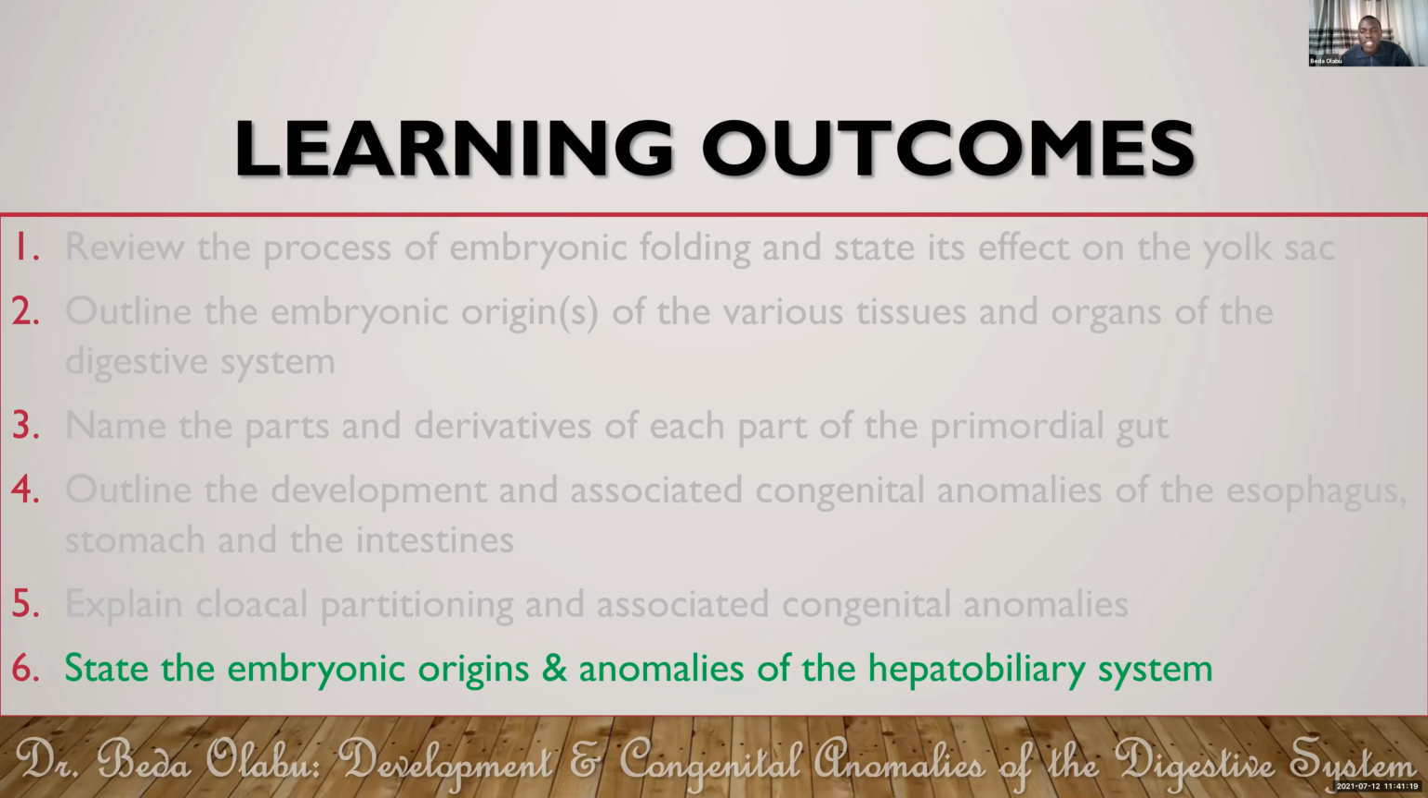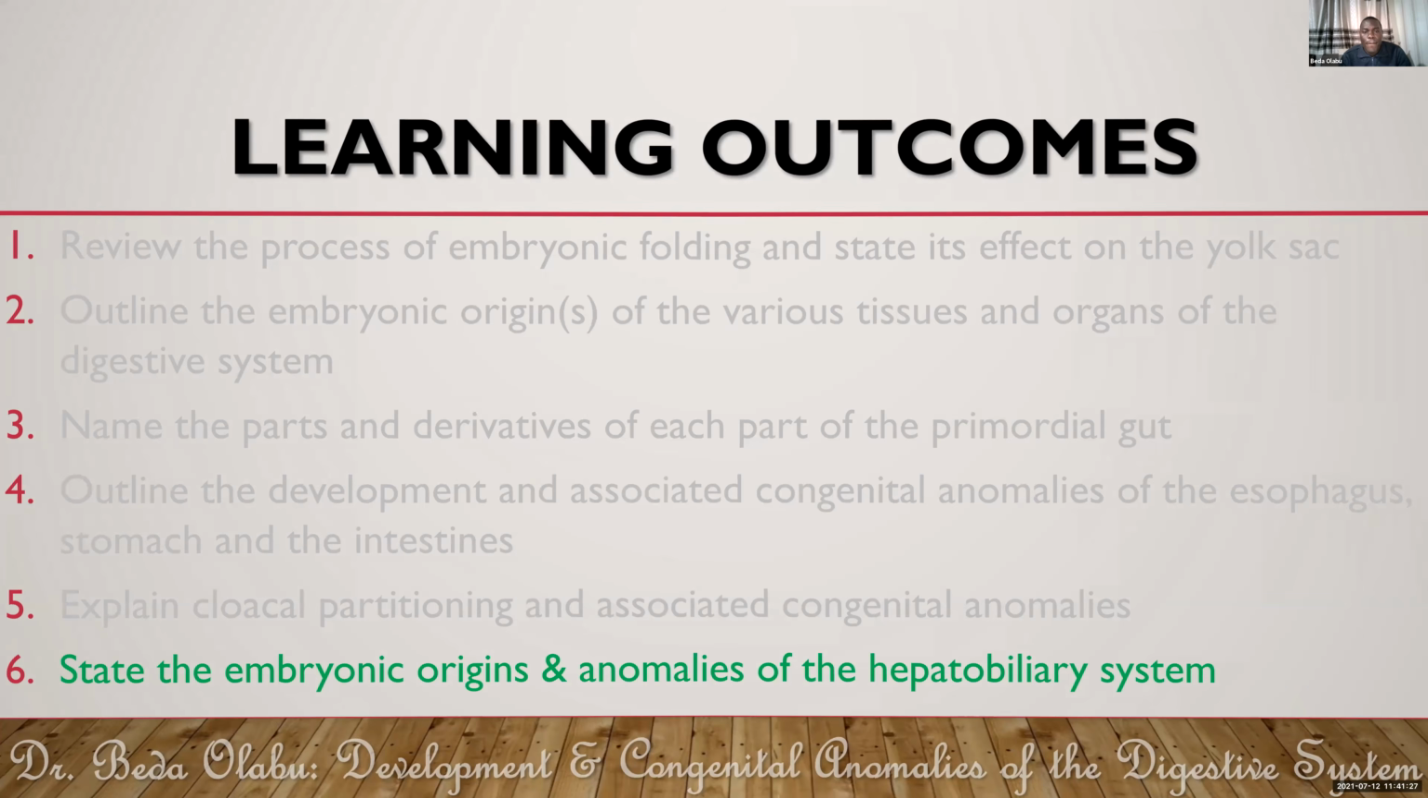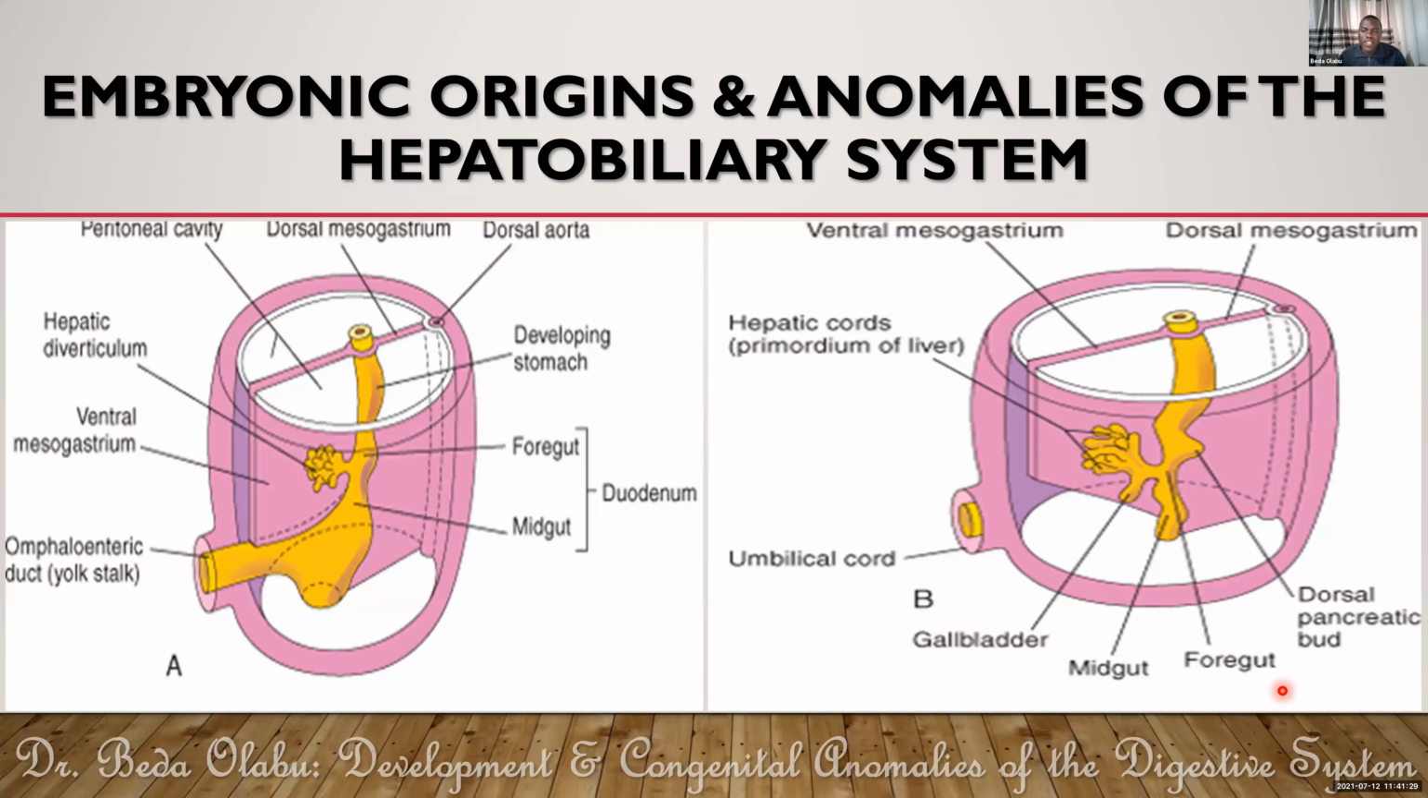I know you're tired, but let's finish with the hepatobiliary system. So the hepatobiliary system, we are referring to the liver, the pancreas, and the biliary tree. As we indicated earlier, they arise from the foregut. The endoderm of the foregut is the one that gives rise to the hepatobiliary system.